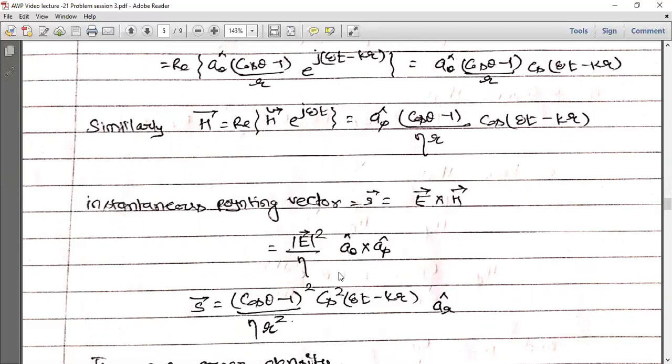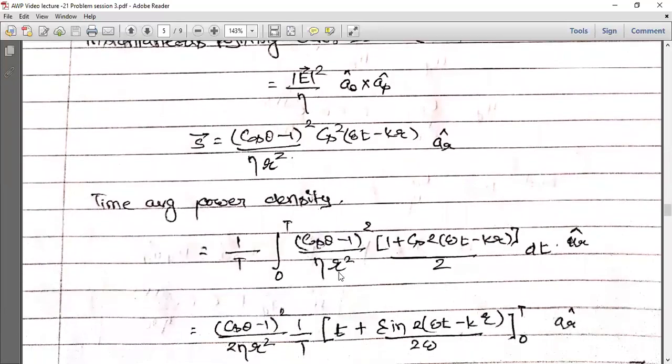Now, when we perform this manipulation, mod of E square is cos theta minus 1 whole square, cos square omega t minus kr, upon r square eta, and a theta cross a phi is ar cap. So that is the instantaneous power density at the same point where you have found the instantaneous electric and magnetic fields. This is the meaning of instantaneous power density. What is the Poynting vector? Poynting vector is instantaneous power density.